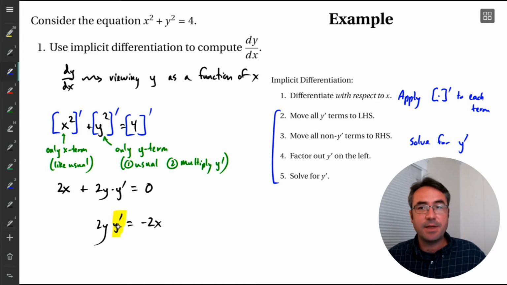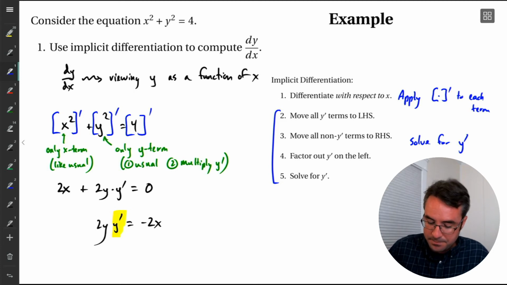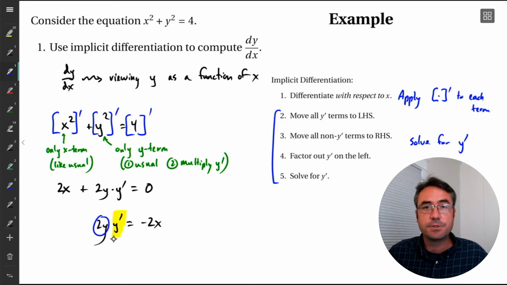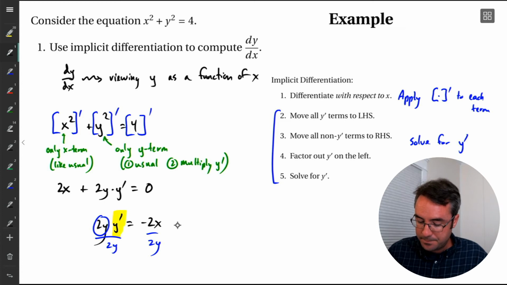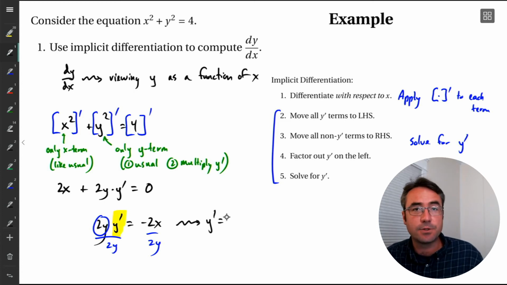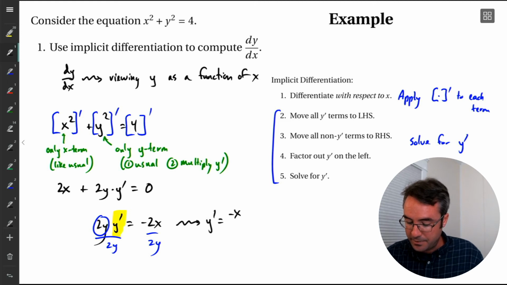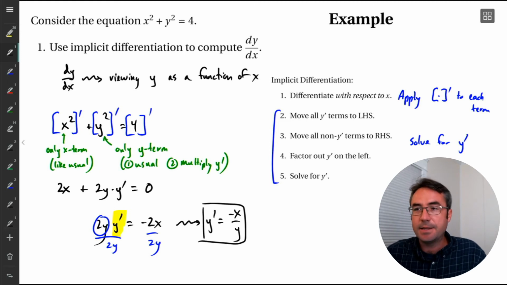And the last step then is to actually get y prime by itself. So we have this 2y in front. What we're going to do is divide both sides by that term, so we divide both sides by 2y. And when we do that, we get y prime is equal to negative 2x over 2y, or negative x over y. And so there's our derivative, there's dy dx.